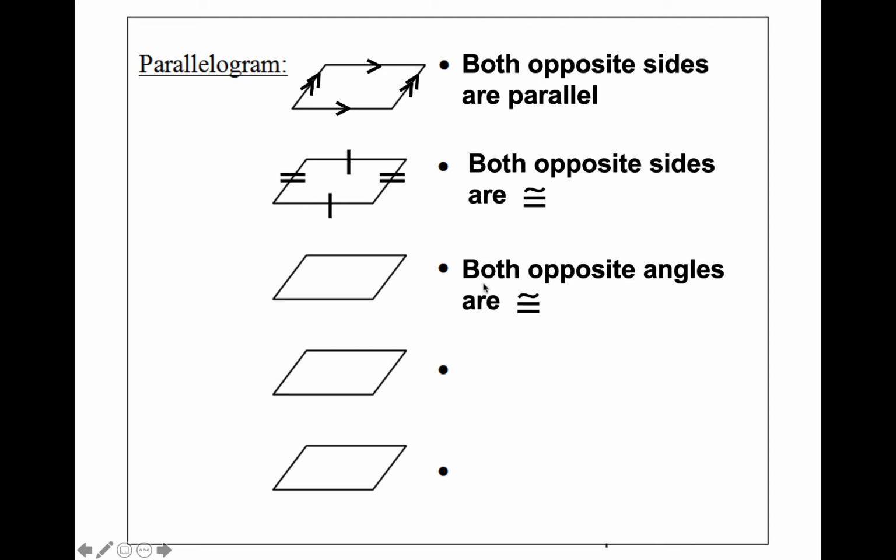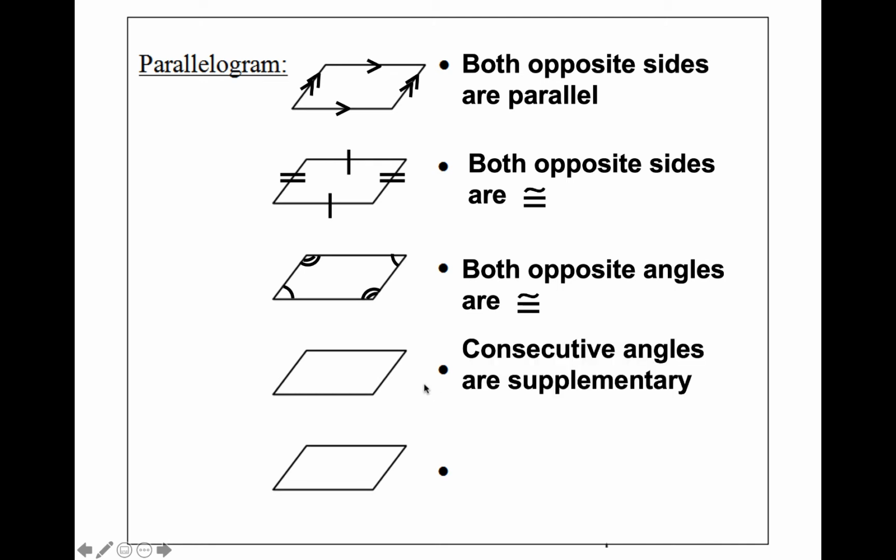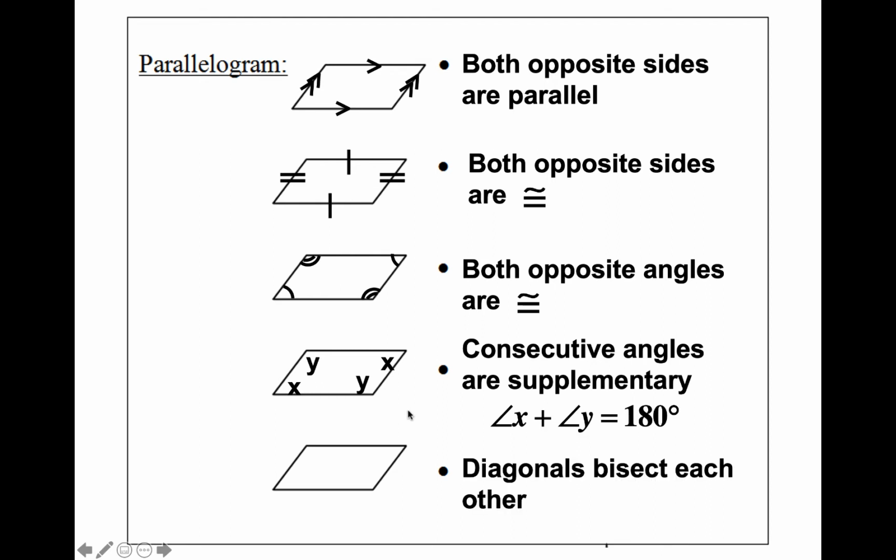We know both opposite angles are congruent. And consecutive angles are supplementary. So if you put in x and y, we can say that angle x and angle y should add up to 180 degrees. And then finally, we know that the diagonals bisect each other. So these two pieces are equal and these two pieces are equal. All of this was from 15.6.